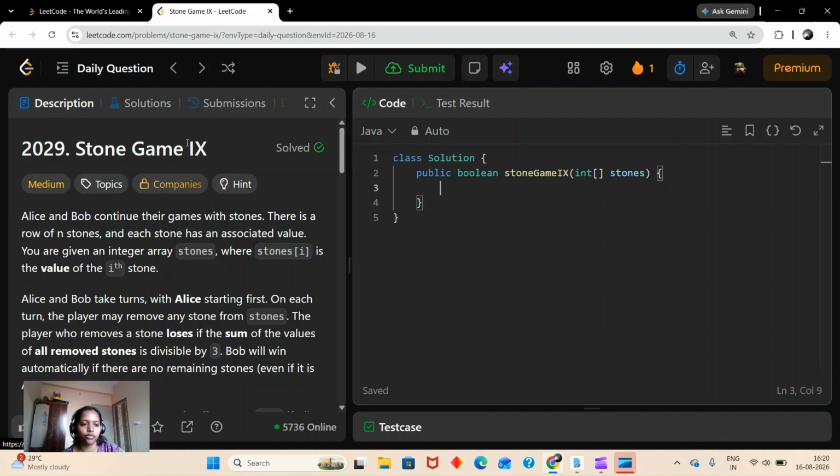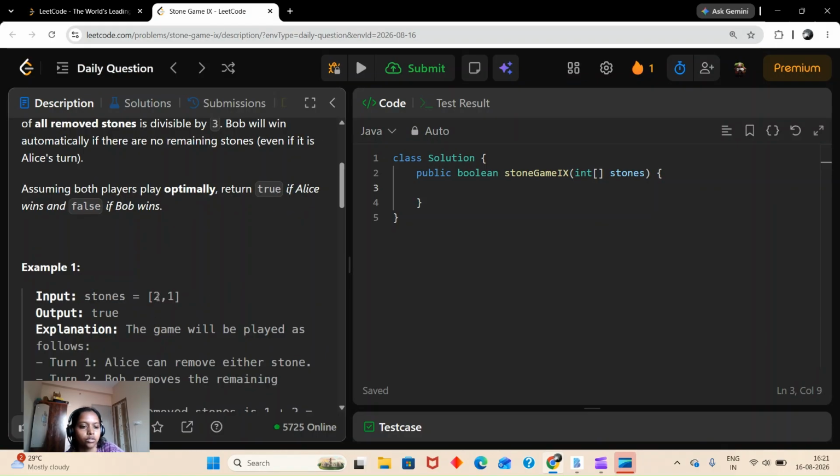There is a row of n stones. Each stone has an associated value. You are given an integer array stones where stones[i] is the value of the ith stone. So this is the stones array, and the value of the zeroth stone, that means index zero or the first stone, is 2, and the value of the second stone is 1.